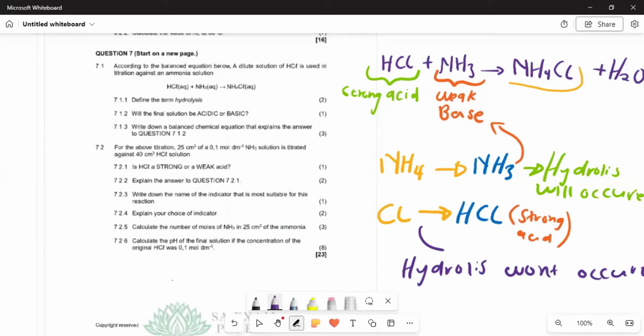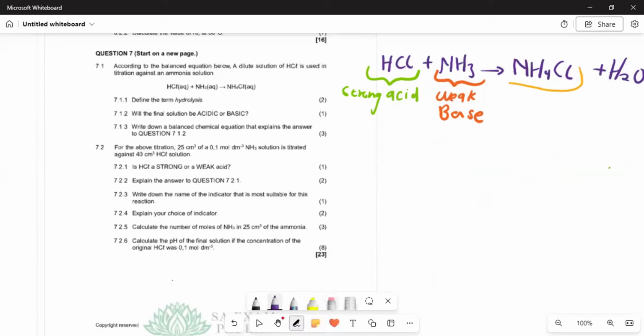All right, now this is the first step you need to go about. Now we know that hydrolysis would only occur in this instance here. All right, now let me just clear everything up so that we could perform the actual hydrolysis reaction. Now we said hydrolysis would occur on your salt, which is NH4.